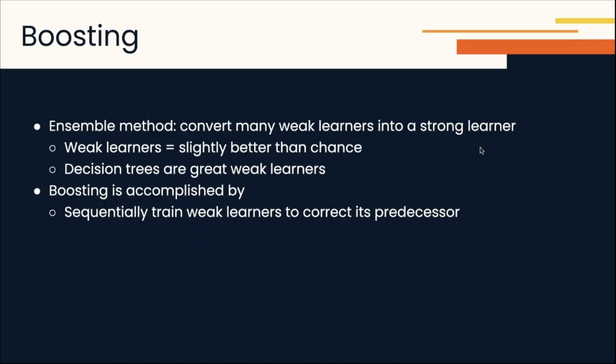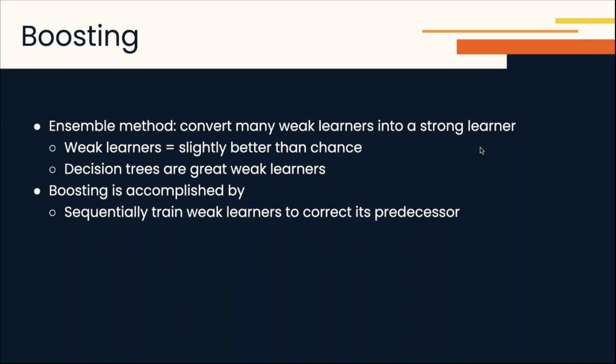So now, what is boosting? Boosting is an ensemble method. The idea here is that you convert many weak learners into a strong learner. And a weak learner is defined as a model that's slightly better than chance. So decision trees are great weak learners. So boosting, specifically gradient boosting, tries to leverage decision trees as weak learners and combines a bunch of decision trees to come up with a solid prediction.